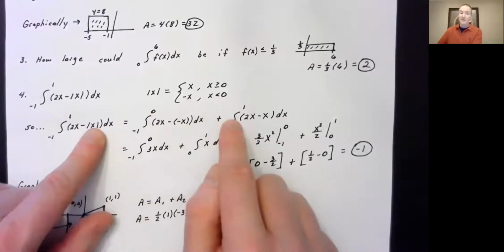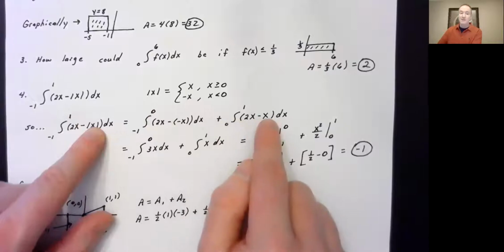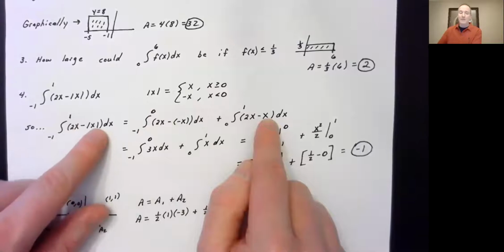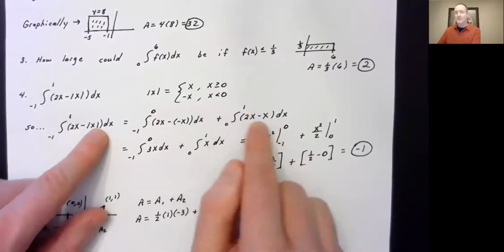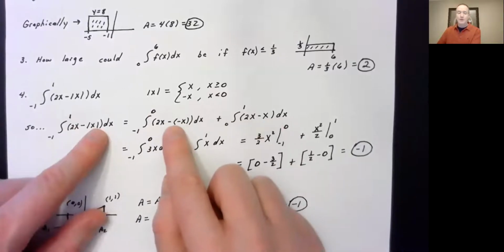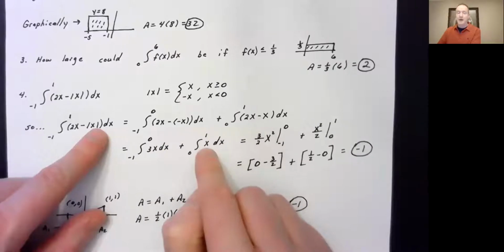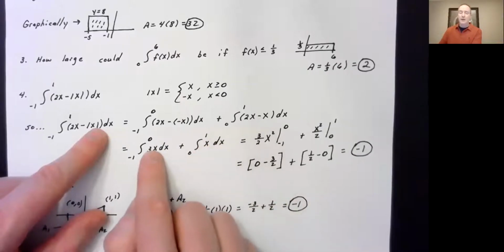In this region, x is positive, so the absolute value does nothing. And you'd say, instead of 2x minus the absolute value of x, it's just going to be 2x minus x. Now, I simplify each of those, of course. The first one's going to simplify to be 3x, the second one just x. And so now I integrate.